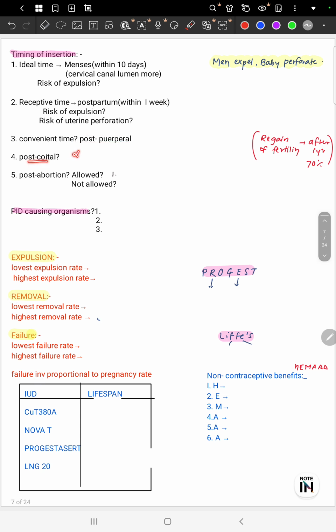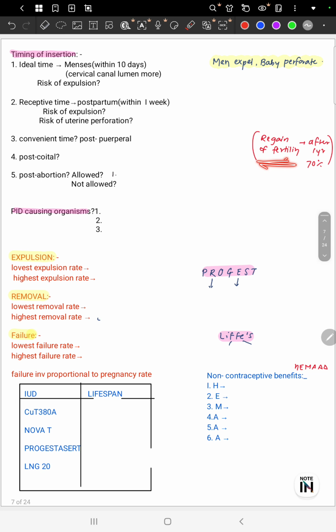Then postcoital insertion should be done within 3 to 5 days. It is generally used as a postcoital contraceptive. Generally copper-containing IUCDs are used. Post abortion, it is allowed in the first trimester, but it is not allowed in the second or third trimester. What are the PID causing organisms? They are Gardnerella, Actinomyces, Bacteroides, Trichomonas.